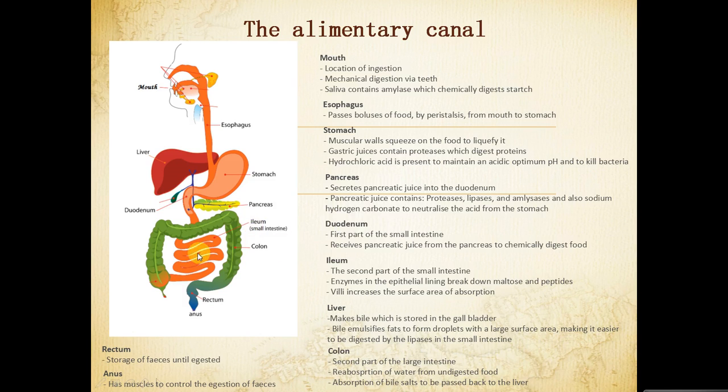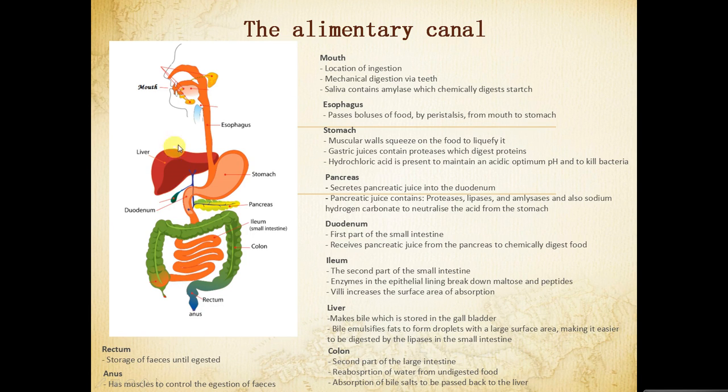And of course, we get down to the duodenum, which is the very first part of the small intestine, and it receives the pancreatic juice from the pancreas, as we've talked about before, and it can chemically digest food. The second part of the small intestine is called the ileum, and there are enzymes in the epithelial lining of the walls of the small intestine, which aim to break down maltose and peptides. They also have villi, which we'll look at in a later section, allowing a bigger surface area for the absorption of the digested molecules.